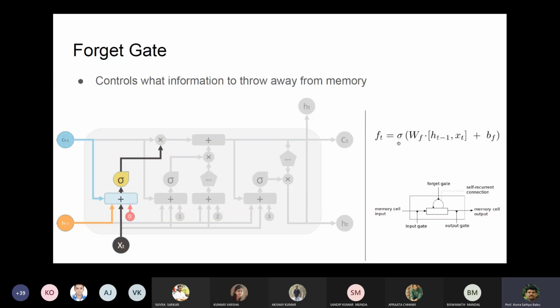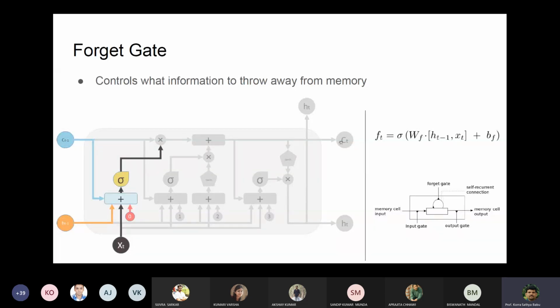Okay, now here, these three inputs are given. You are providing ht minus 1, the previous output, and the current input, and multiplying with respect to the weights wf, the forget gate weight, plus the forget gate bias. You are passing this through a squashing function, the activation function sigmoid layer, and you get ft. This is the first step that you are performing for an LSTM.